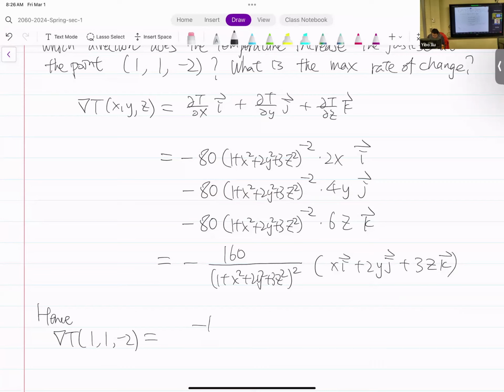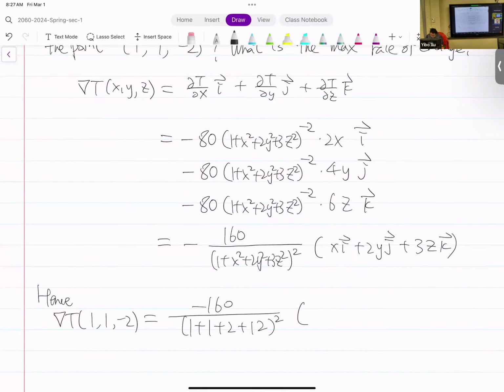So this is negative 160 over, we have 1 plus 1 squared is 1, 2 times 1 squared is 2, and 3 times negative 2 squared, so 3 times 4 is 12. So in the denominator we have 16 squared, which is nice. And then x and y are 1s, so we have i, 2j, and z is negative 2, so it's minus 6k.